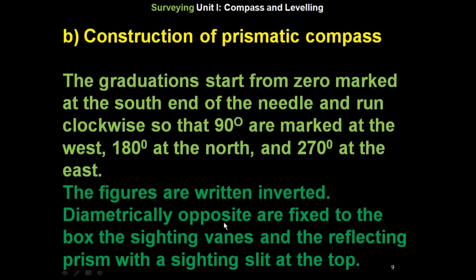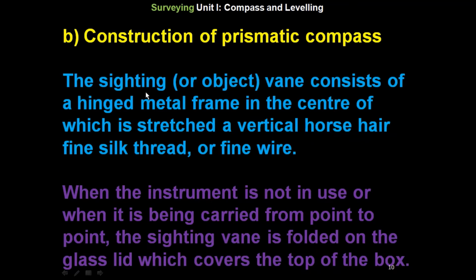Diametrically opposite are fixed to the box the sighting vanes and the reflecting prism with a sighting slit at the top. The sighting or object vane consists of a hinged metal frame in the center of which is stretched a vertical crosshair, fine silk thread or fine wire.